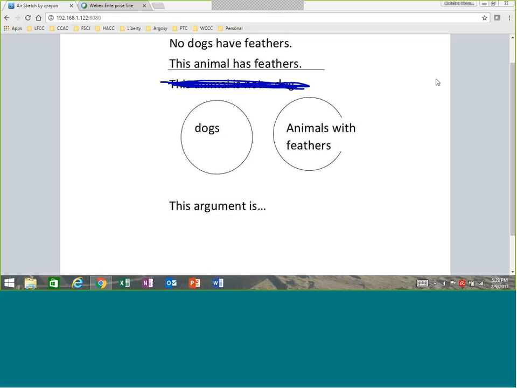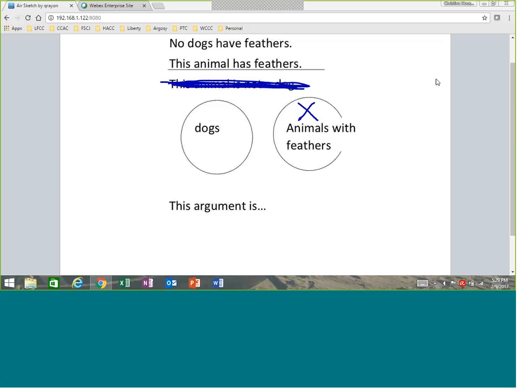So no dogs have feathers. So there's the no A or B picture where the two circles do not intersect. No dogs circle does not intersect the animals with feathers circle. So that's the first premise statement. I look at the second one that says this animal has feathers. So this animal has feathers, that means I'm looking at one particular animal, and it's right here in the animals with feathers circle. So this is the picture.